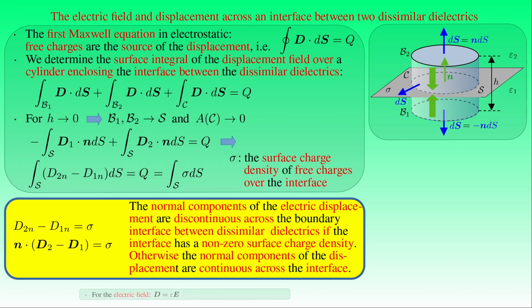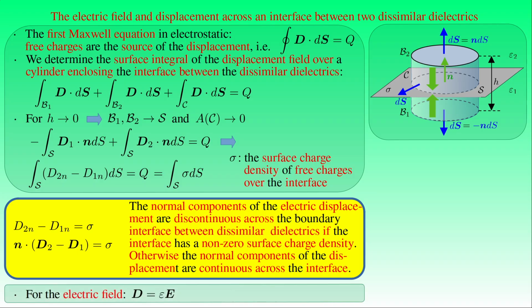For homogeneous and isotropic dielectric media we can apply the relationship between the displacement vector and the electric field strength again, stating that the displacement D is equal to the absolute permittivity of the corresponding dielectric times the field strength E. Then the boundary condition gives an equation stating that the absolute dielectric constant epsilon 2 times the normal component of the field strength E2, minus the absolute dielectric constant epsilon 1 times the normal component of the field strength E1, is equal to the surface charge density sigma.